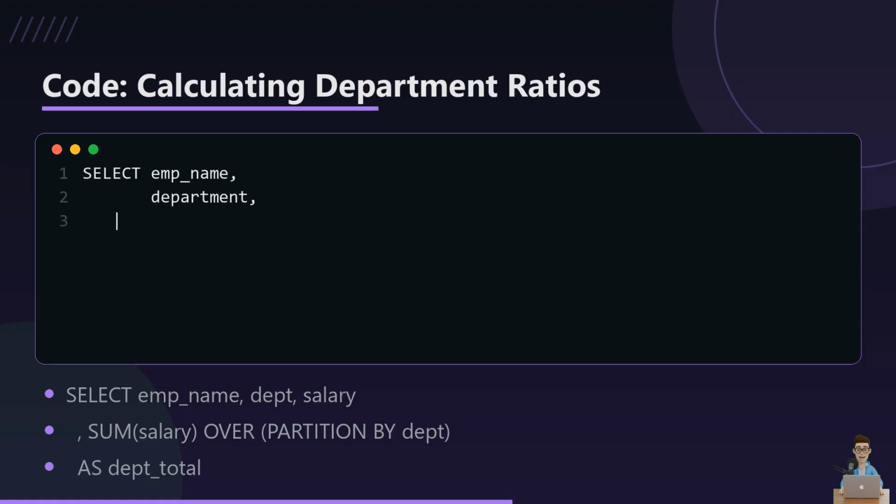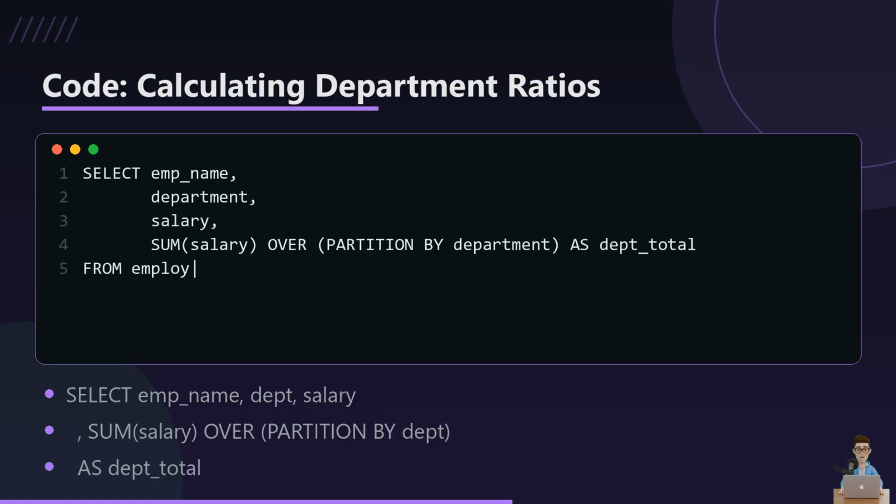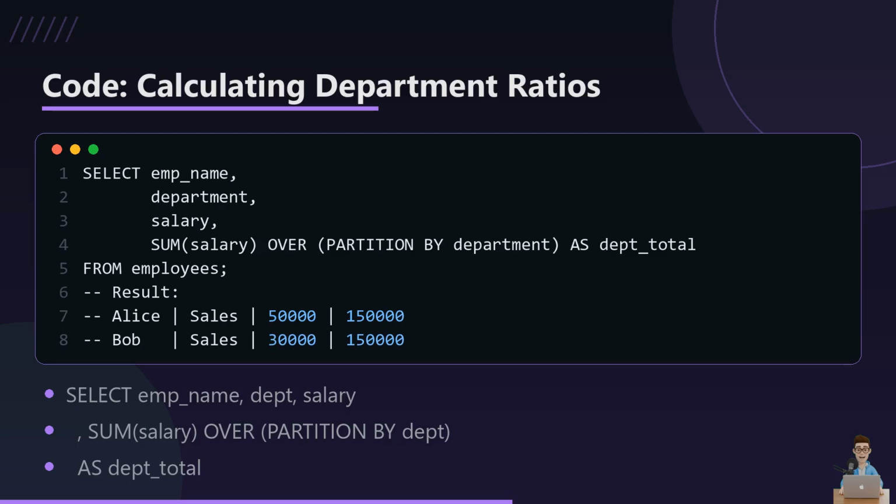Here is the code that makes this happen. We select the employee name, their department, and their specific salary. Then we use a window function with partition by department to sum up all salaries in that bubble.